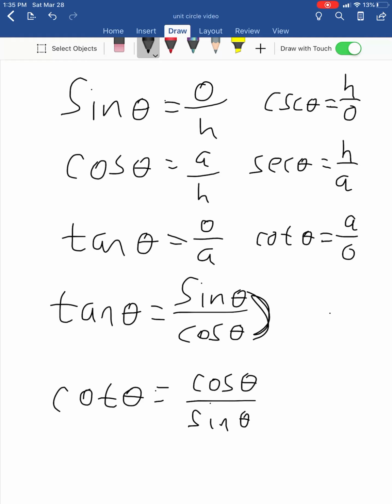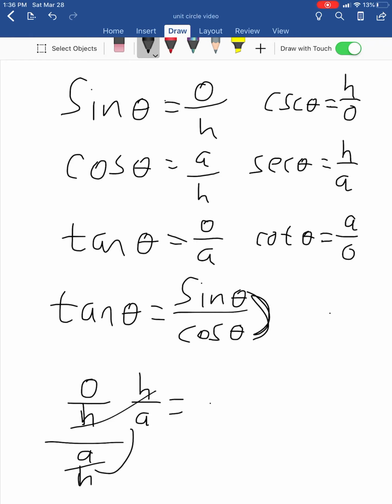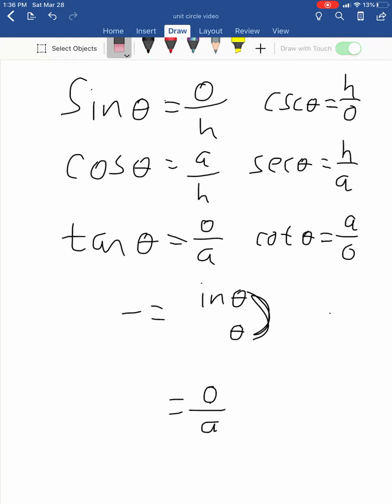And if you're interested in where that comes from, that tangent equals sine over cosine, well, we said sine is opposite over hypotenuse, and cosine is adjacent over hypotenuse. And if we multiply by the reciprocal, cancel out the h's, we have opposite over adjacent, which is tangent. So all these identities that we're going to learn about, they all come from somewhere. It's not just a bunch of made-up junk. So remember that one. Tangent is sine over cosine, and cotangent is cosine over sine.